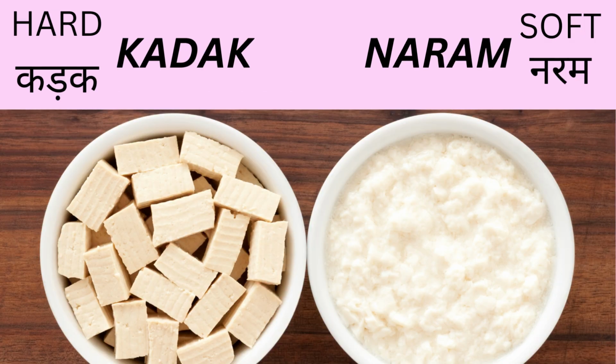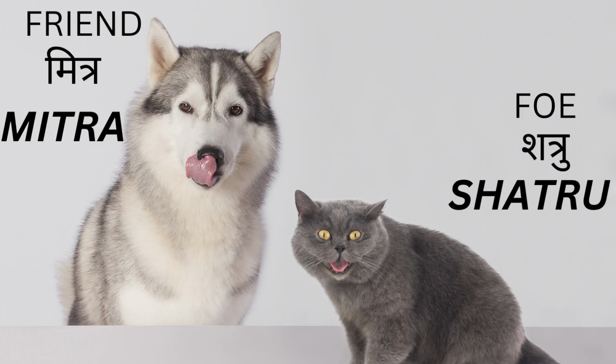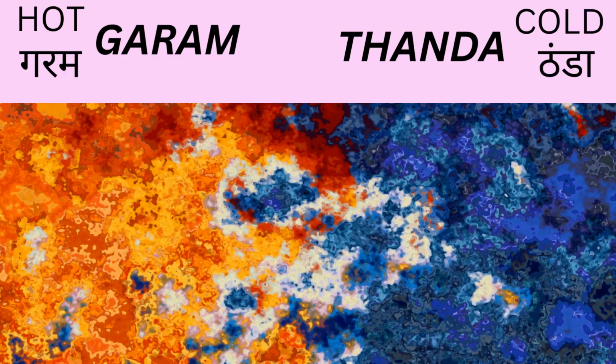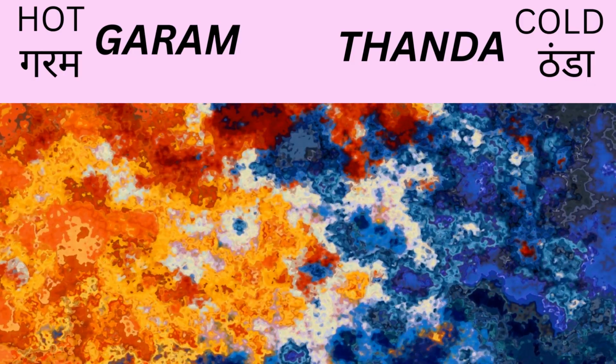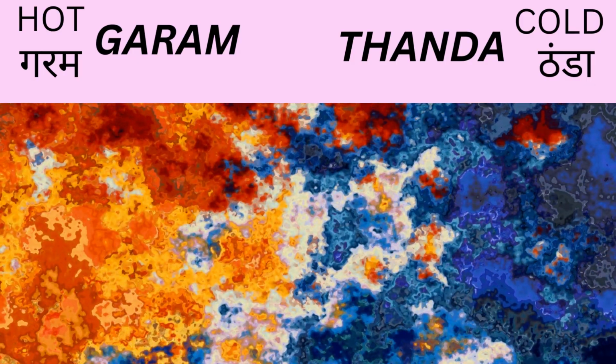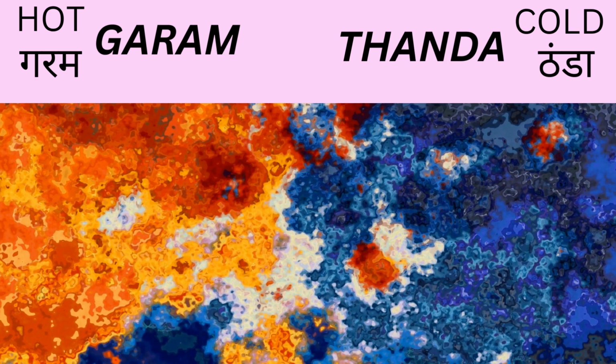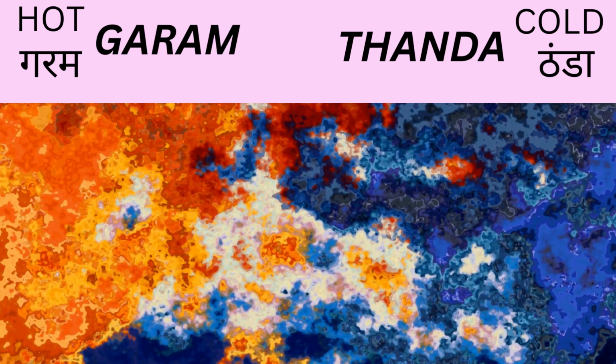Hard, soft. Hard is kadak. Soft is naram. Friend and foe. Friend is mitra. And foe is shatru. Cold and hot. Cold is thanda. And hot is garam.